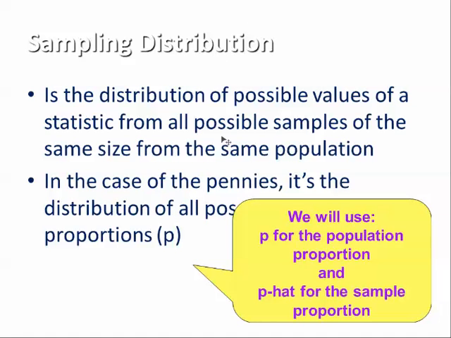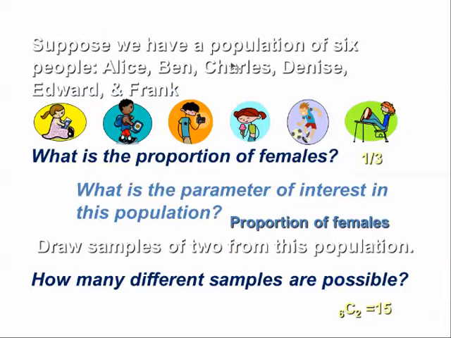Okay? We'll use P for the population proportion and P hat for the sample proportion. There's a difference between them, okay? P hat is this particular sample that I'm looking at. P is the population proportion. And those are distinctly different. You just need to make certain you understand them.